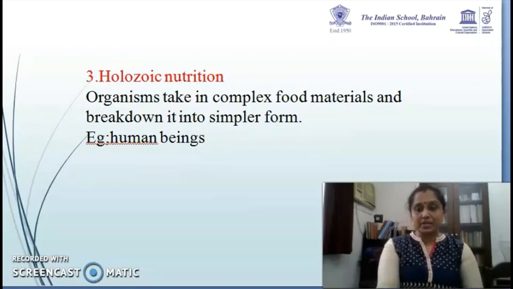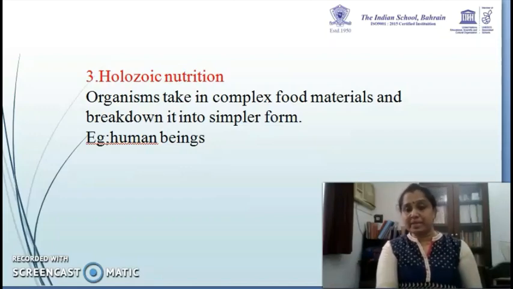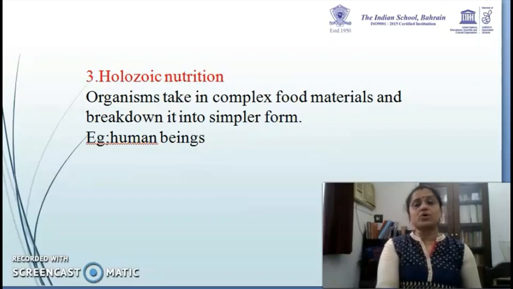I have already told you that animals and human beings consume complex forms of food materials. So in the case of human beings, we consume bread, wheat, meat, vegetables and all. Our body cannot absorb these complex food materials as such. So these complex food materials should be converted into simpler ones, then only our body can absorb them. That is why it is called holozoic nutrition also.